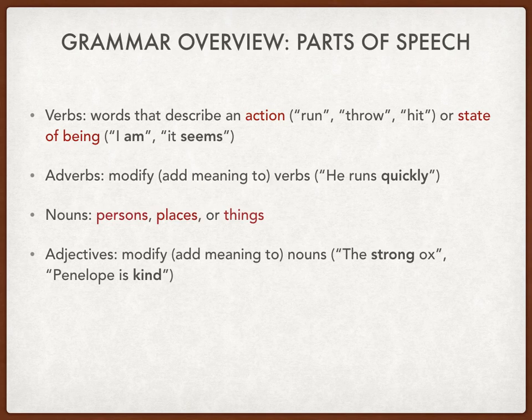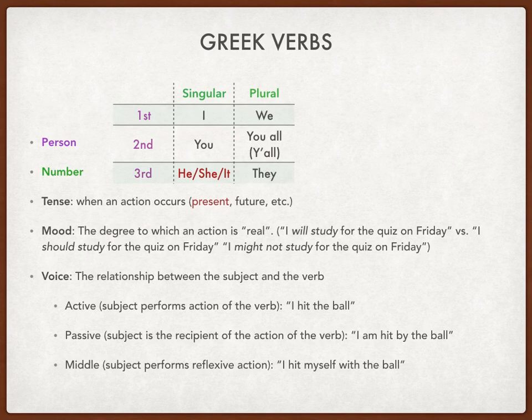Adjectives in Greek, as in English, modify or add meaning to nouns. So, what type of ox? What did the ox look like? Oh, I might be referring to the strong ox, the blue ox, the red ox, the tall or short ox. Or I could be talking about someone and say, Penelope, oh, she's kind, she's beautiful, she's smart, she's loyal, and so forth. Those are all adjectives, so just be aware of the basic definitions. This will become important a bit later when we talk more about adjectives in particular.